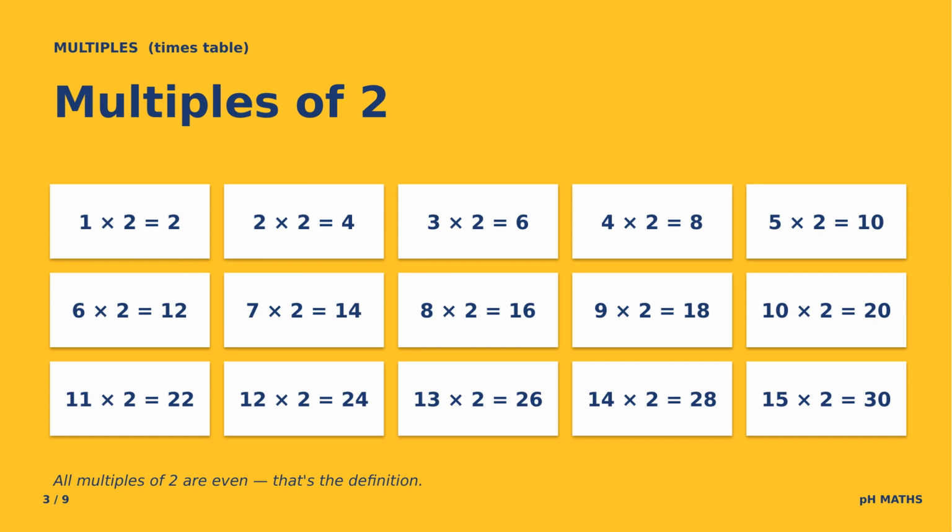Multiples of 2. 2, 4, 6, 8, 10, 12, 14, 16, 18, 20. Every multiple of 2 is even. That's the actual definition of even. If a number ends in 0, 2, 4, 6, 8, it's divisible by 2. The 2 times table is the fastest mental arithmetic trick you own. Doubling. Lean on it everywhere, from percentages to finding halves of awkward fractions.